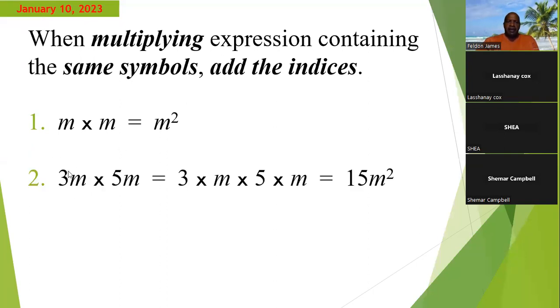If we are now multiplying 3m times 5m, then what is obvious here is that we can multiply the numbers together and we can multiply the m's together. So if you multiply the numbers together, you get 3 times 5, 15. If you multiply the m's together, because it's 2 m's that occur, then you can raise it to the power 2. All right, so this becomes 3 times 5, 15, m times m gives you m squared. So that gives you your answer.